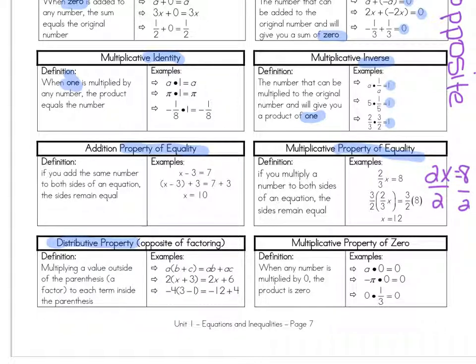And our last number property is the multiplicative property of 0. We typically don't see this very often. That's why it's last. But the multiplicative property of 0 basically states that if you multiply anything by 0, you get nothing. You end up with 0. So if you multiply by 0, you end up with 0.